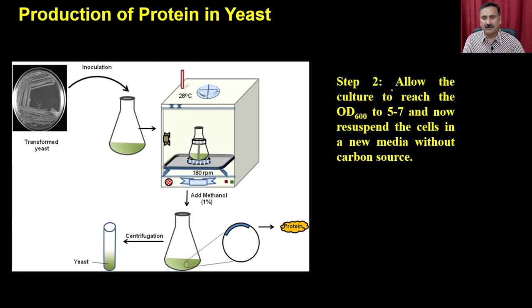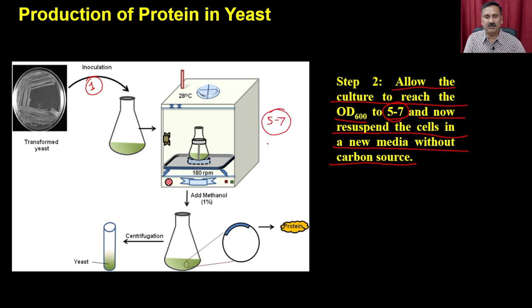In step two, you allow the culture to reach an OD600 of 5 to 7, and now you resuspend the cells in a new media without carbon source. So in this case, first you inoculate the cells into a media and let them grow for 2 days at 28 degrees Celsius and 180 RPM. Once the OD is at 5 to 7, you can transfer this into a fresh media. That is step two.